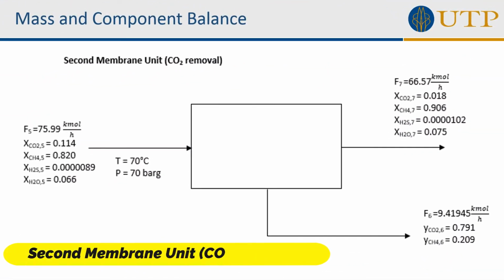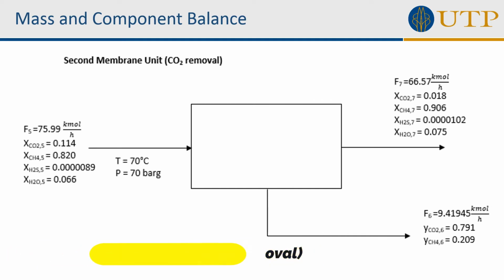The second membrane unit is tasked with removing carbon dioxide from the feed stream, which is the retentate stream from the first membrane unit. Similar to the previous membrane unit, the molar flow rate of the main component in the permeate stream is determined first, and in this case it is carbon dioxide, followed by methane.